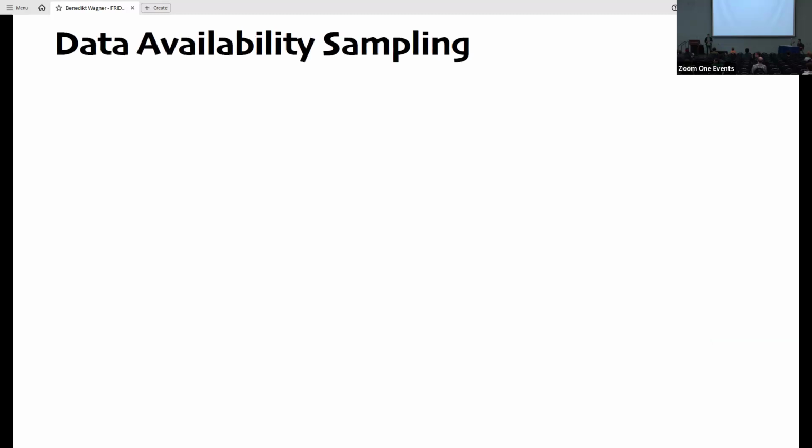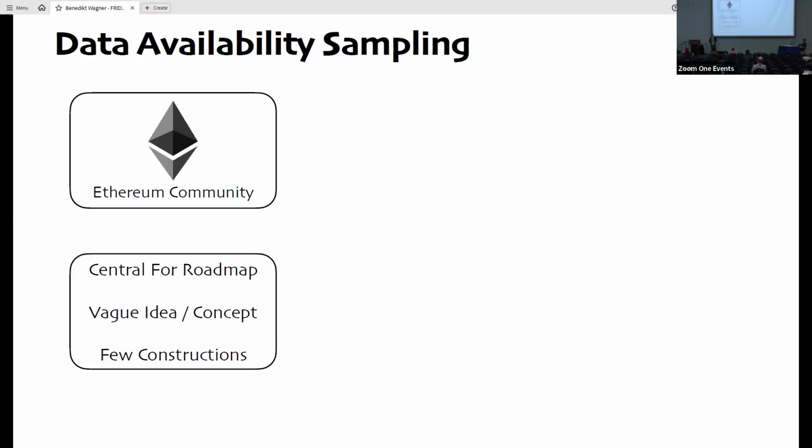What is DAS? And in particular, where does it come from? So it comes from the blockchain world, from the Ethereum community, and it's a very important concept in the roadmap of Ethereum. So they soon want to integrate this, and this will be an essential part of their consensus protocol. However, even though it is that important, this is still more like a vague idea or a concept and not a precisely defined object. And if you talk to different people, they have different opinions on what this thing should be and what kind of properties it should satisfy. And also there are only a handful of constructions. And this is sort of the situation as it was when we started this research.